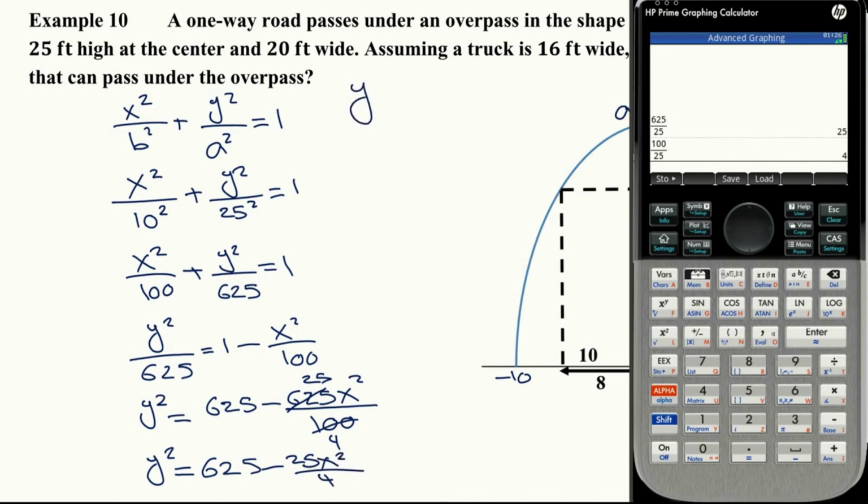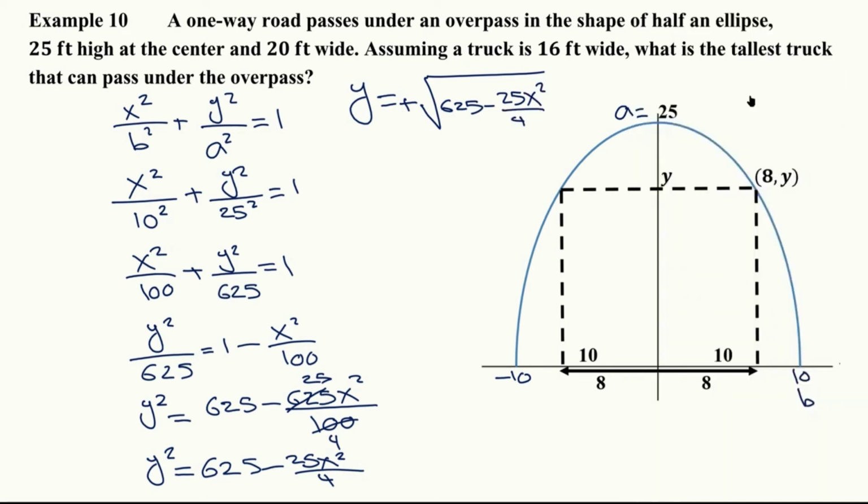So y is going to be plus or minus the square root of that, but we're interested in the top half of this ellipse, so we're going to only take the positive case. So we're interested in the positive square root of 625 minus 25 x squared over 4. All right, so the y value of interest is this y value corresponding to x equals 8.